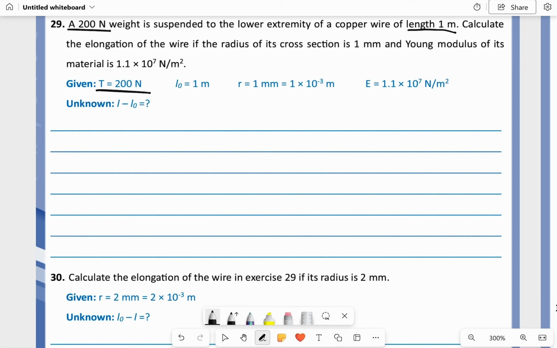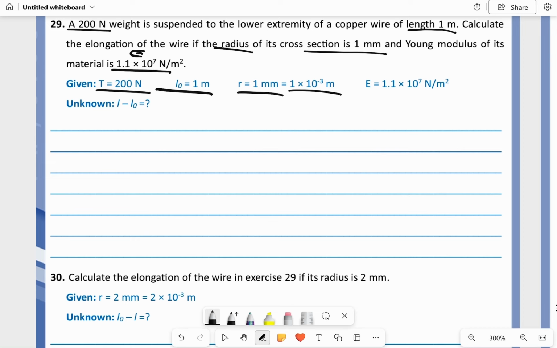So length, I told you, whenever you have length, it means initial length. So initial length is equal to 1 meter. Radius is equal to the cross-section, or it says radius, is equal to 1 millimeter. Whenever you have millimeter, change it to meter, okay? It says Young's modulus is equal to 1.1 times 10 to the power of 7 Newton per meter squared.